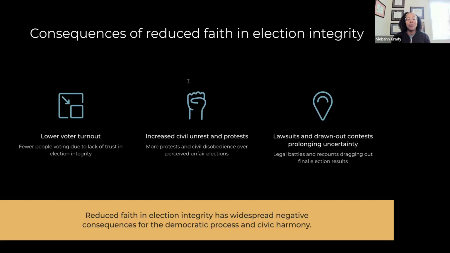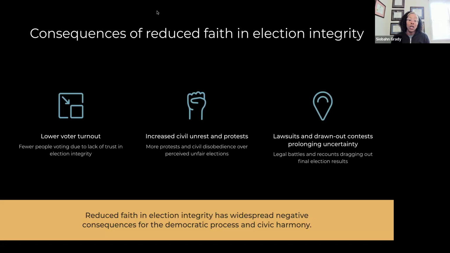Also, there will be opportunities for increased civil unrest and protest. Now, we want everybody to have their freedom of speech, but it shouldn't be at the cost of people not trusting the system and actually having this civil unrest. But we've seen this happen. And if you haven't seen it happen yet, I guarantee you'll see it happen at some point within your lifetime, because that's how serious elections are.